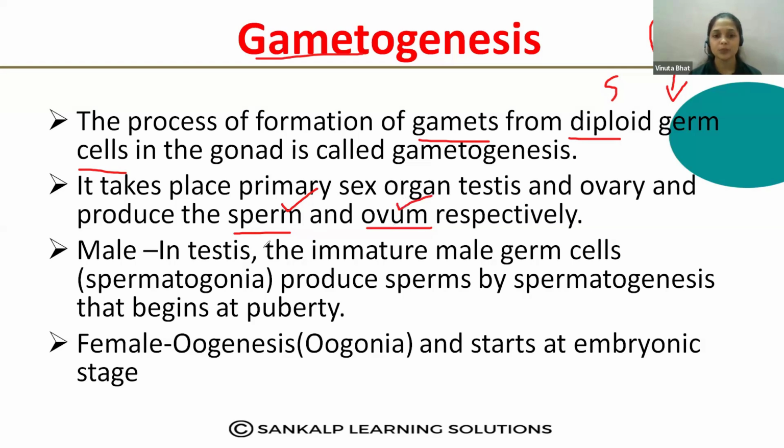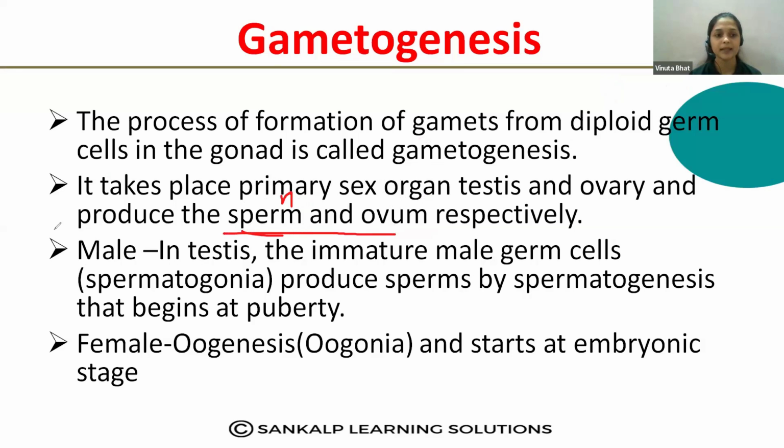Sperm is produced inside the testes and ovum is produced by the ovary; both are the primary sex organs, which we already studied in the last class. What is important here is what gametogenesis is, and the ploidy of the sperm and ovum. Just remember that the gametes are always haploid.